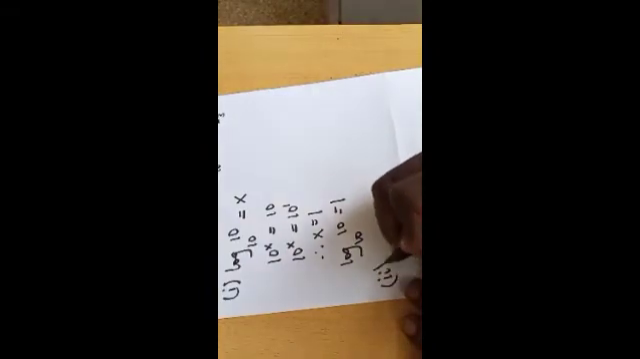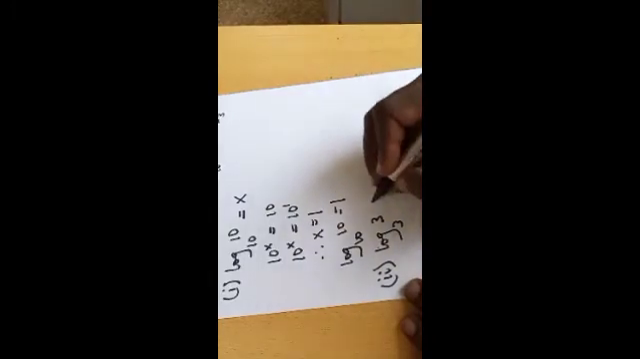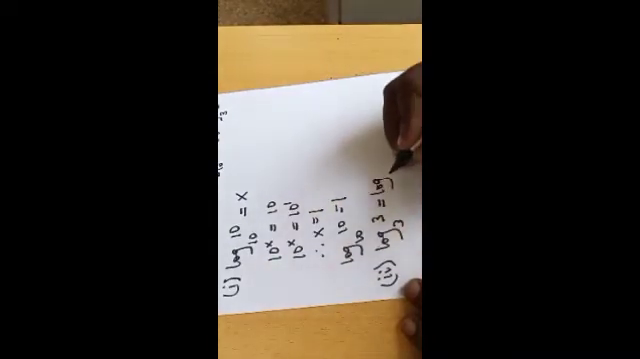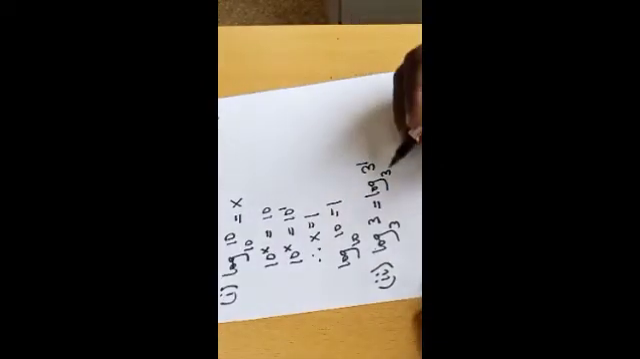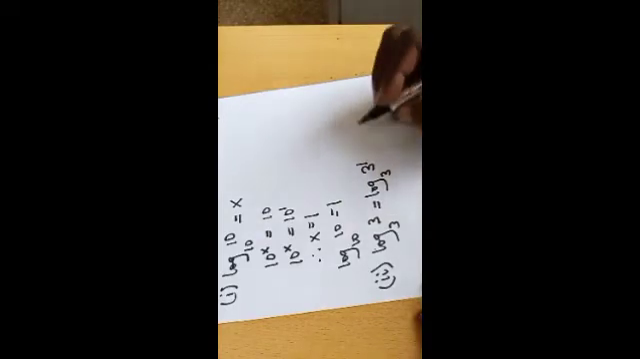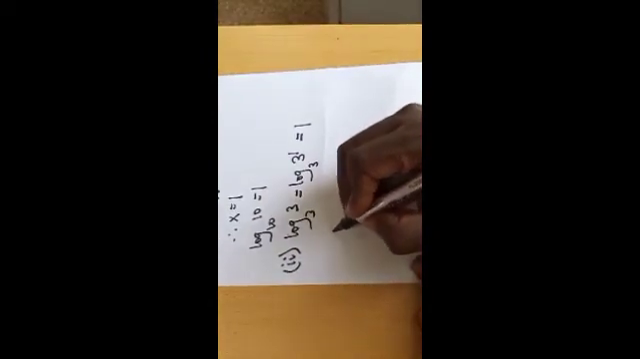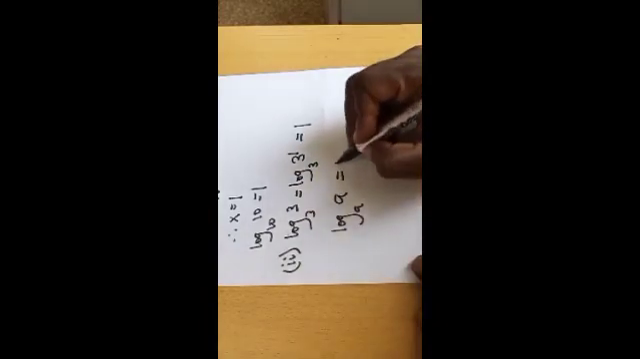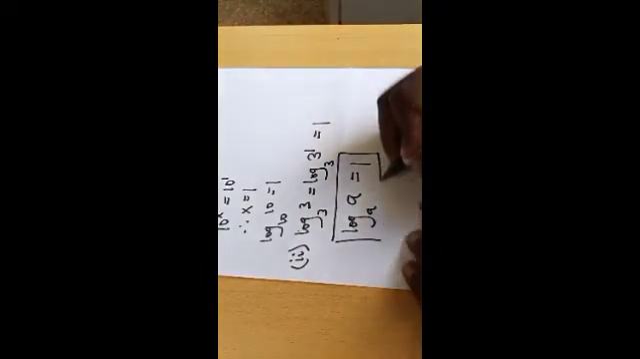II, log base 3 of 3 is equal to log base 3 of 3 to the power 1. If the base and the number here are equal, then we get the exponent, which is 1. So this leaves us with a very simple conclusion: log base a of a is equal to 1. A very important conclusion we need to take note of.